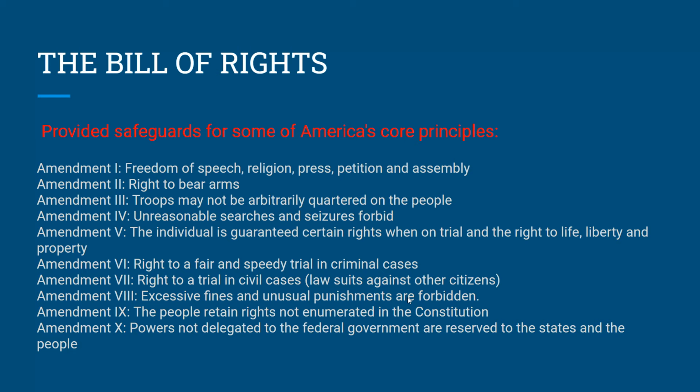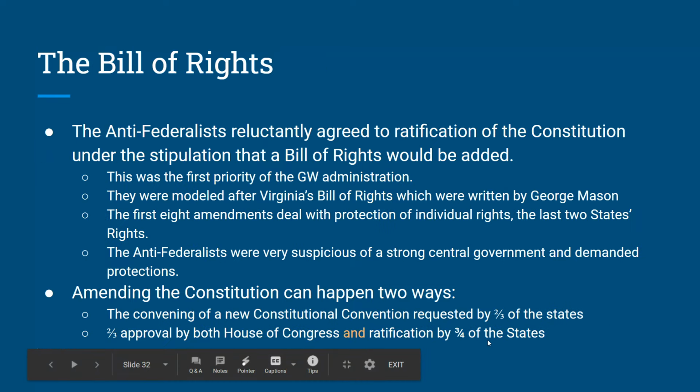The first 8 amendments deal with individual liberty and protecting individual liberty from tyrannical government. Amendments number 9 and 10 are basically related to states' rights and about limiting the powers of the federal government and protecting state governments from intrusion of an arbitrary national government.